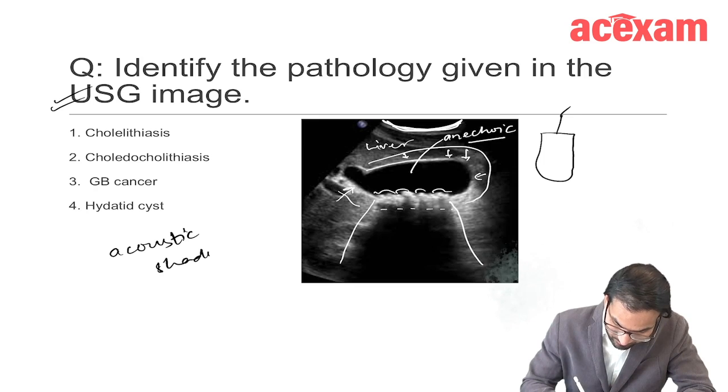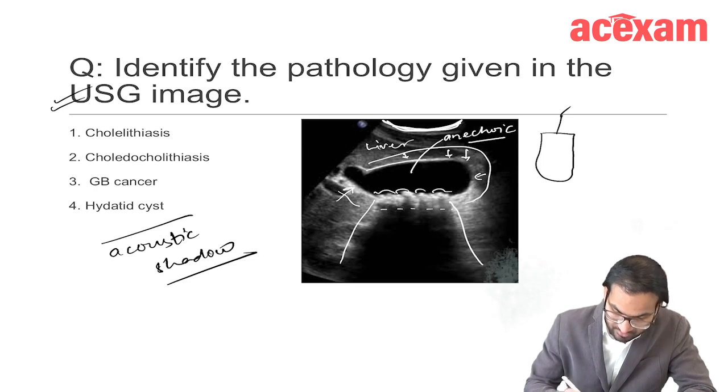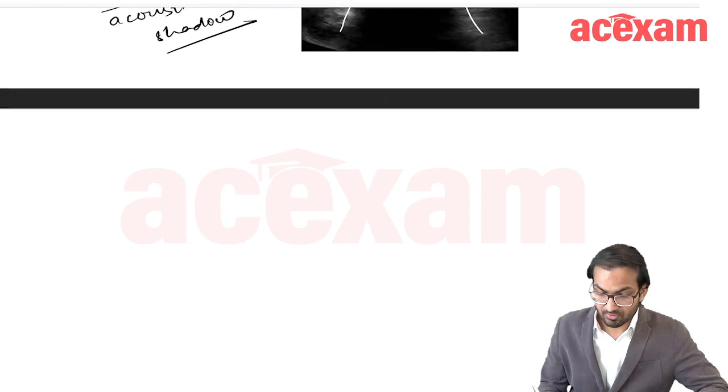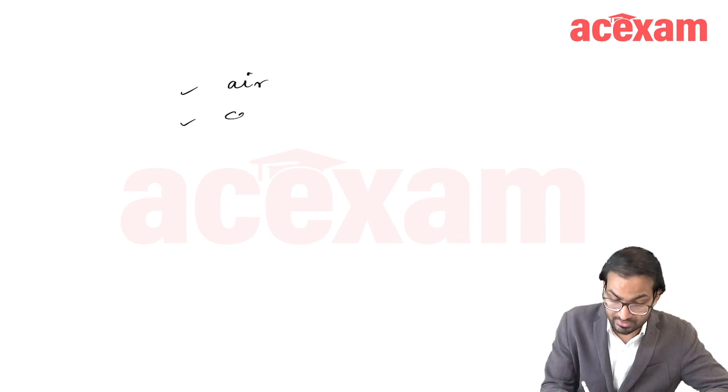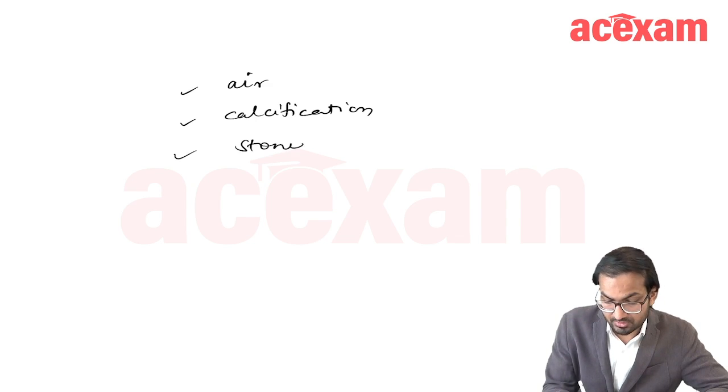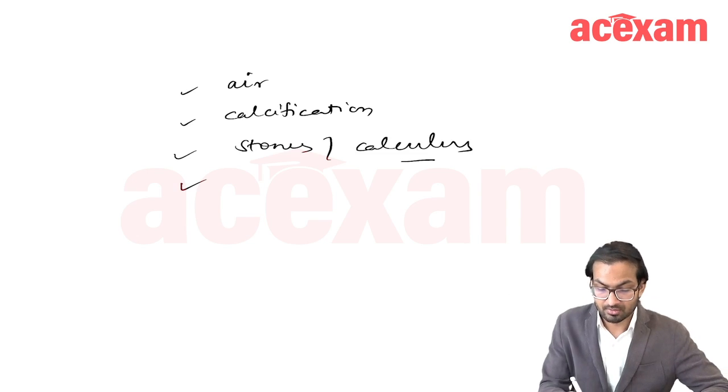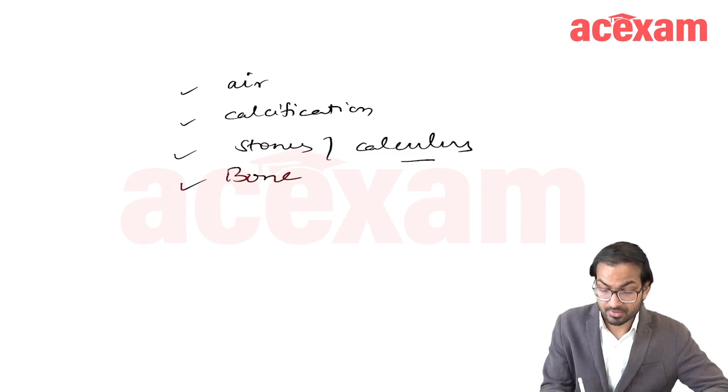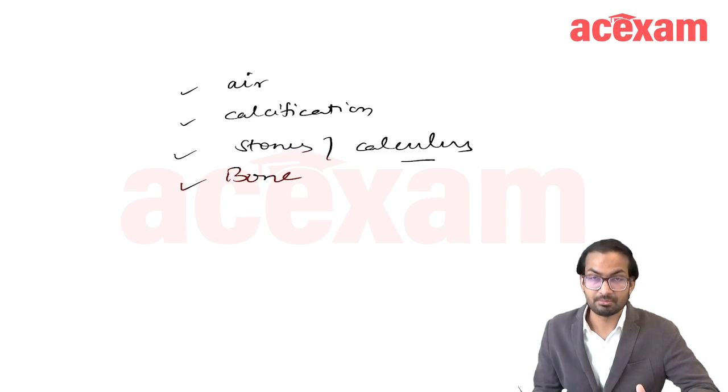acoustic shadow. And where do we see acoustic shadow? What are all the places where you see acoustic shadow? It can be seen with air, with calcification, and with stones or calculus, and bone. These are the places we have already discussed where we see acoustic shadow.